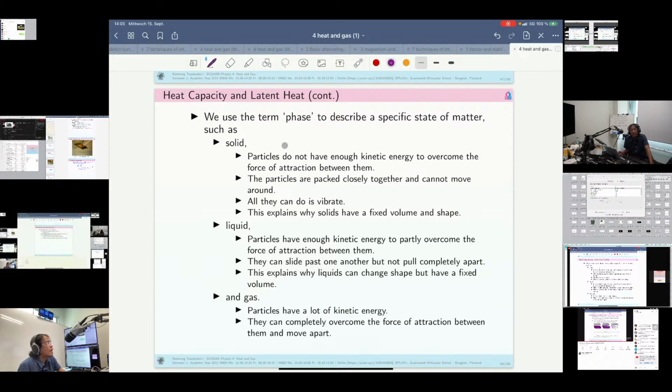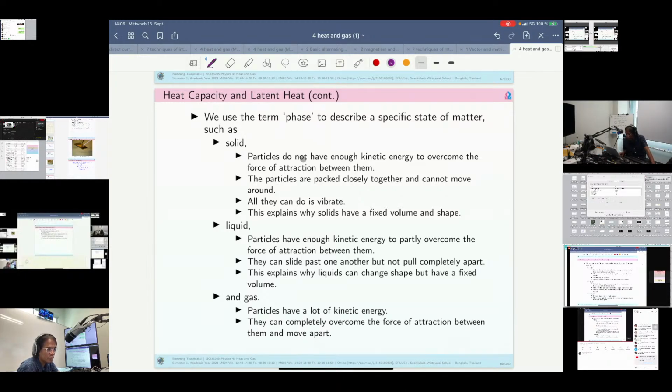Actually, there are not only solid, liquid, and gas. There is also another phase, like iron and so on, which is quite rare for us to see. I'm not sure. I'm not part of that. All right, let's take a look at the next thing.